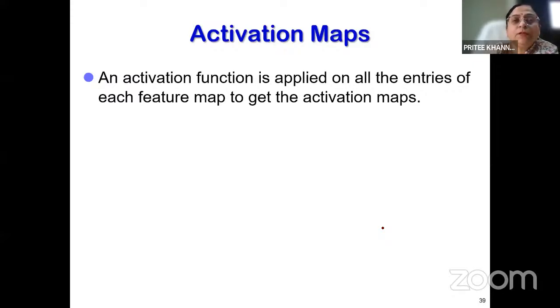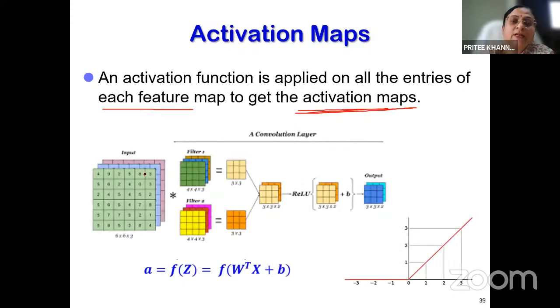So now we need to introduce some non-linearity here. What is the purpose of introducing non-linearity? Because most of the real world data we want our convolutional network to learn is non-linear, not linear. Because of this, the activation function is applied on all the entries of each feature map to get the activation maps. So how this is being done, let us see here.